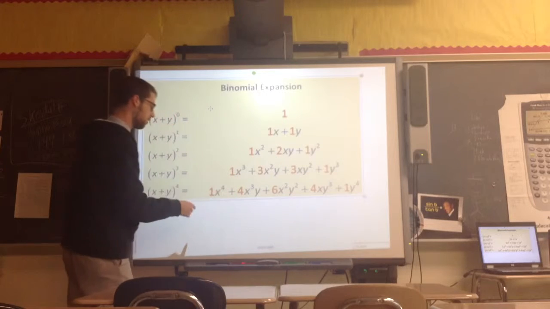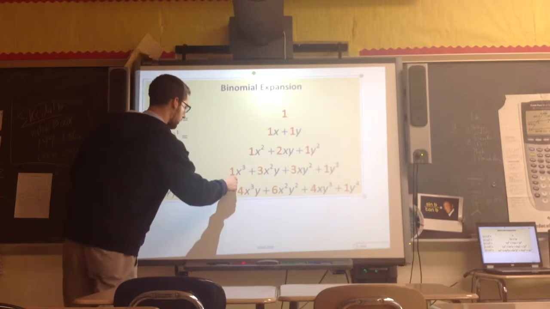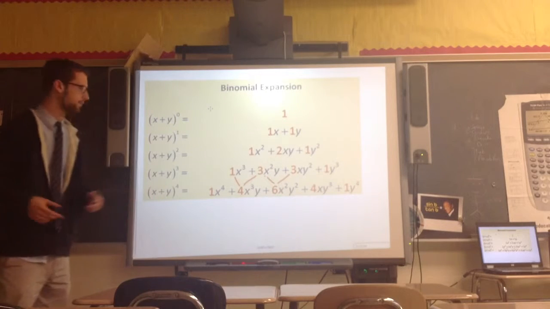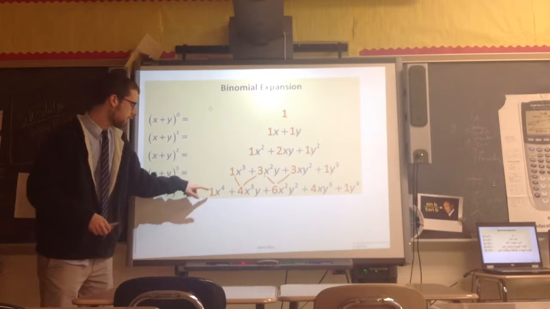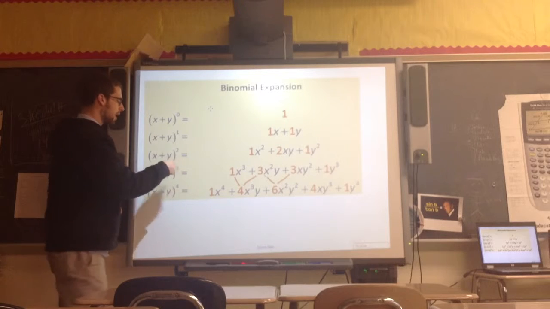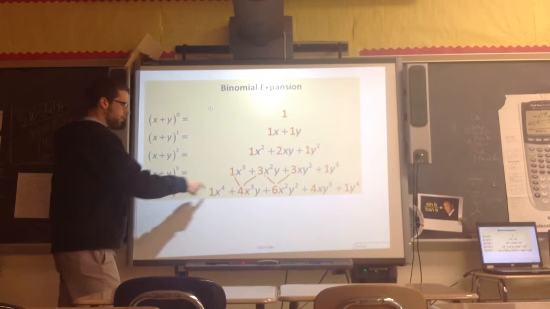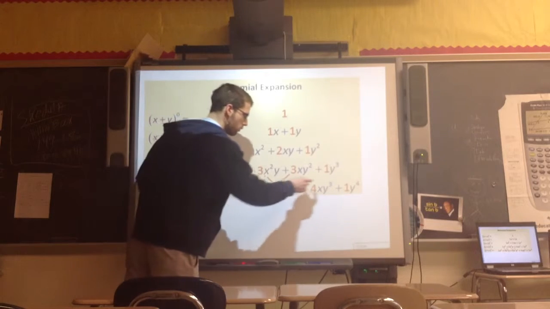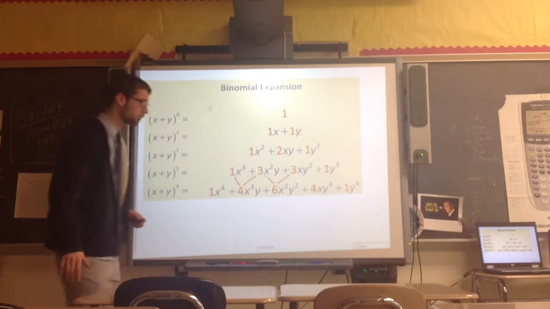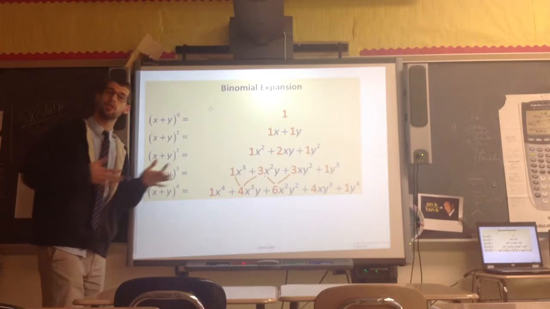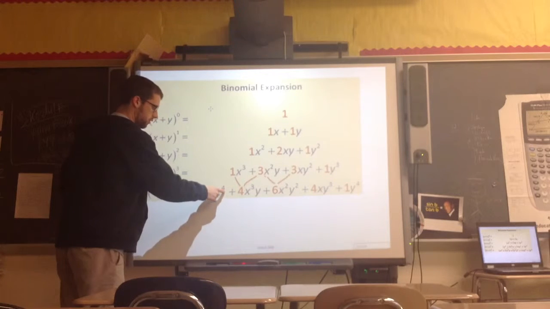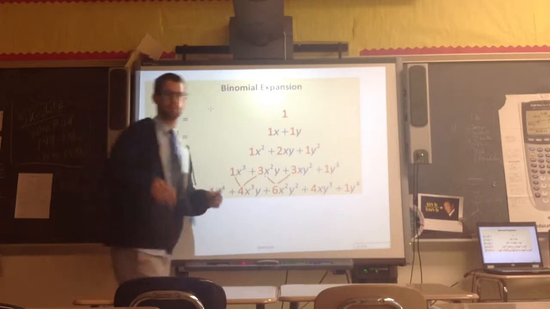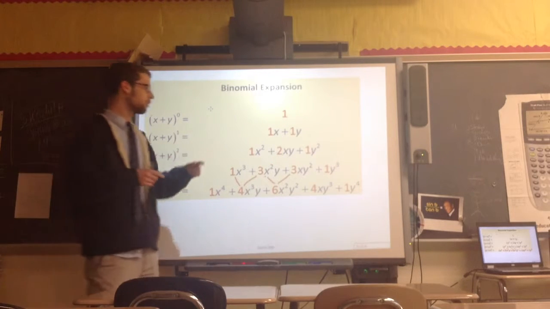So, for instance, to get this 4, I've added together 1 plus 3 to get 4, 3 plus 3 is 6, etc. The other thing to keep track of is that the exponent here is x plus y to the fourth. So x starts at the fourth power, then it goes down: 4, 3, 2, 1, 0, disappears. Y, on the other hand, goes in the other direction. So y here is 0, then it goes 1, 2, 3, 4. So as x decreases, y increases.